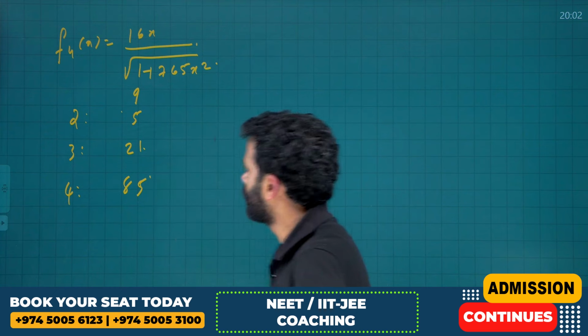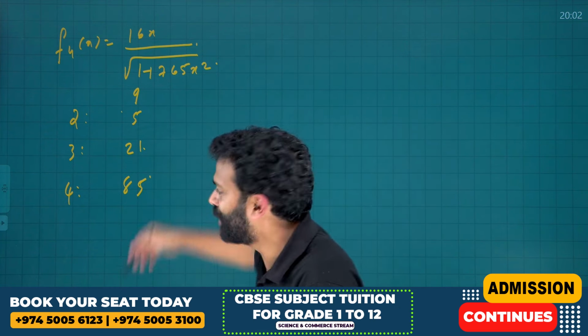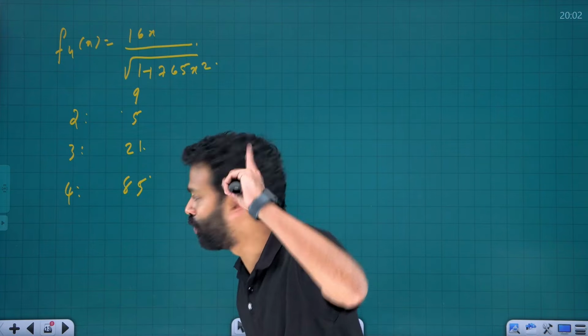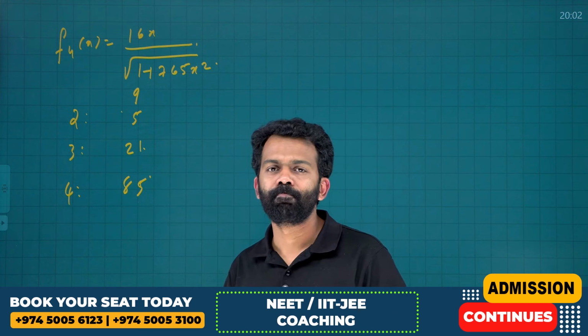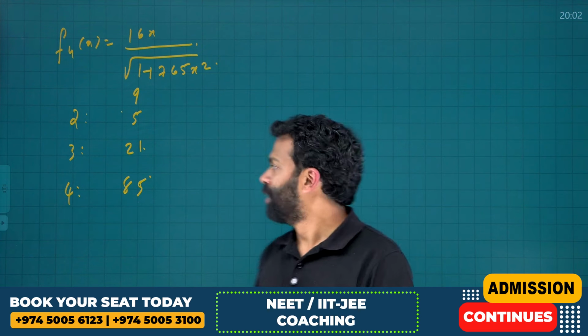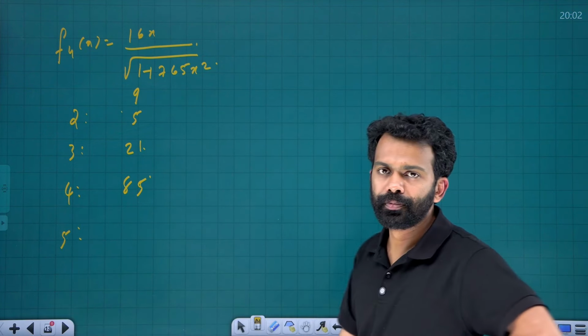So what is the specialty of these numbers? 5, for the third composition it is 21, for the fourth composition it is 85. So how are you going to do it from here? Any idea? What is the number for the fifth composition? Are you identifying any pattern here?